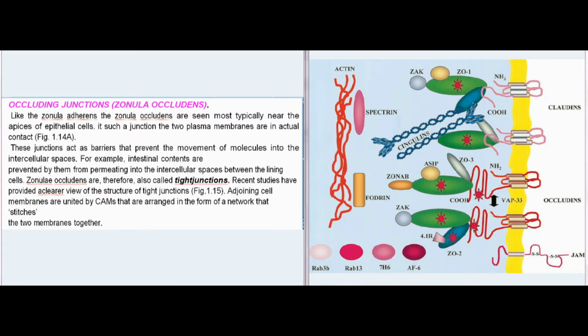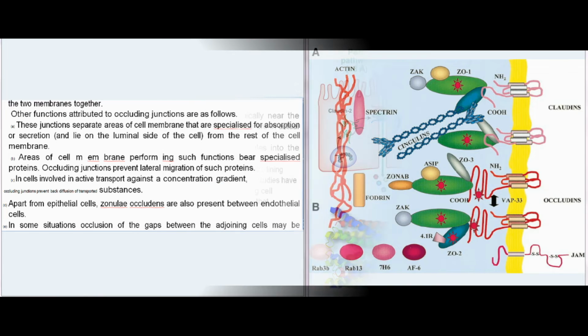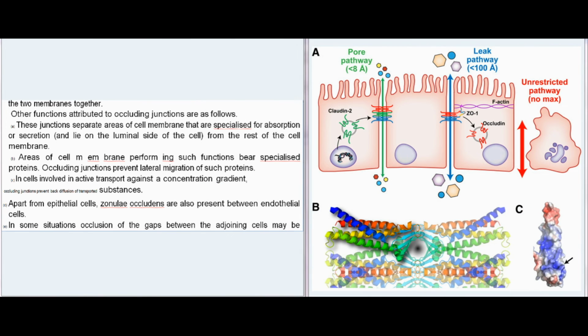Recent studies have provided a clearer view of the structure of tight junctions, Fig 1.15. Adjoining cell membranes are united by CAMs that are arranged in the form of a network that stitches the two membranes together. Other functions attributed to occluding junctions are as follows. A. These junctions separate areas of cell membrane that are specialized for absorption or secretion, and lie on the luminal side of the cell, from the rest of the cell membrane.